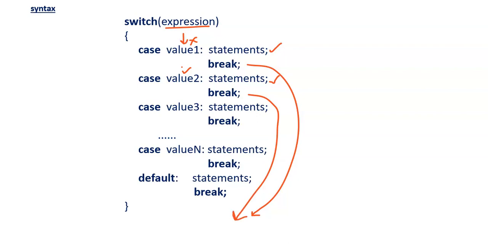In this fashion, the procedure continues, and finally, if value n matches with the given expression, then its related statements are executed. By using break, control comes out of the switch statement. And finally, if none of the cases match the given expression, then automatically the statements in the default case are executed and the program control comes out of the switch statement. In this fashion, a switch conditional statement will work.